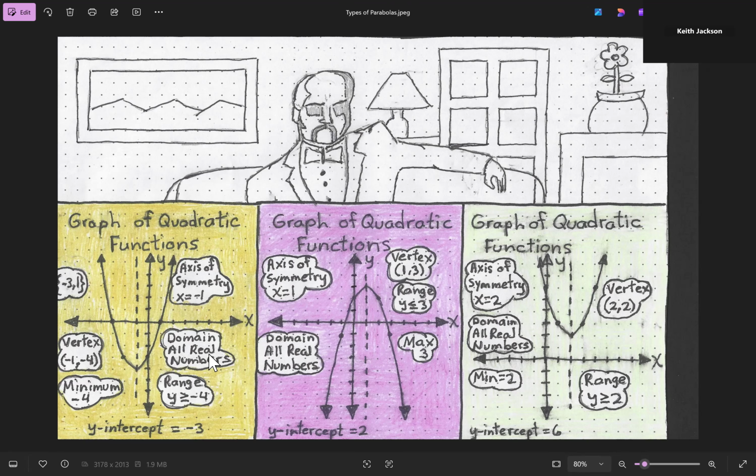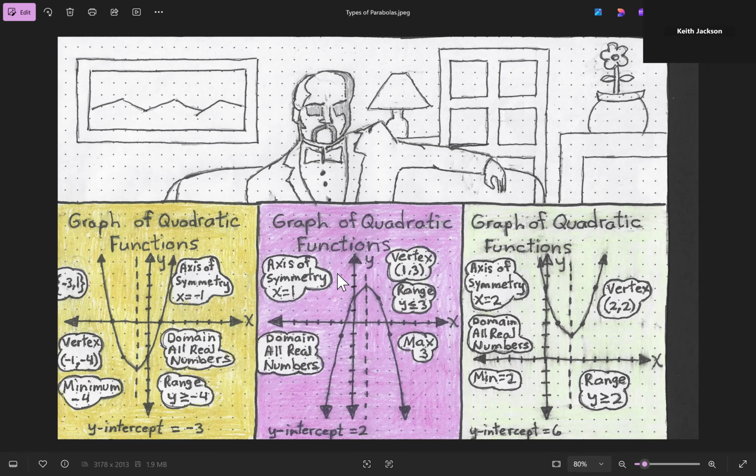The domain will be all real numbers as x approaches positive infinity and as x approaches negative infinity. And the range will be y is greater than or equal to -4, with a y-intercept at -3, as you see right here. Let's take a look at the vertex, because the vertex is going to include the minimum value and the axis of symmetry, which you see right here will be at -1, comma, -4. And let's move over to the next example.